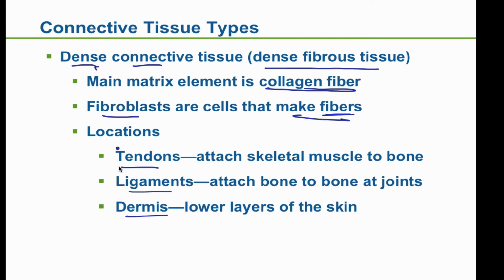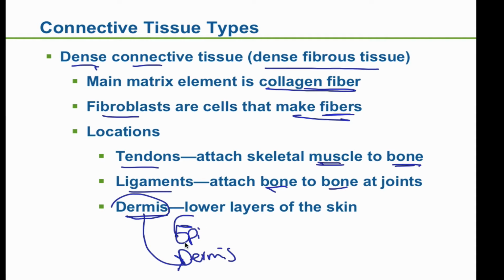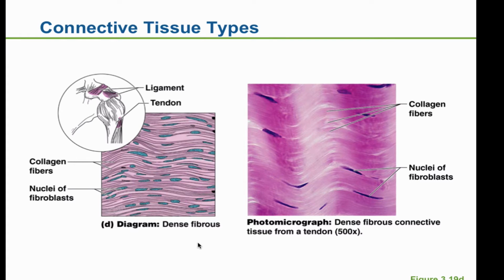Okay, so tendons, let's talk about those really quick first. Tendons are going to attach muscle to bone. Don't worry about writing skeletal muscle. Most muscle we're going to talk about is going to be skeletal, not all of it, but tendons, muscle to bone. Ligaments are bone to bone. And the dermis is the lower layer of the skin. So the epidermis is first, and then you have the dermis after that. Dense connective tissue is going to be in the dermal layer. The epidermis is going to be that epithelial tissue that we talked about in the last podcast. Okay, so here is a picture of dense fibrous connective tissue.